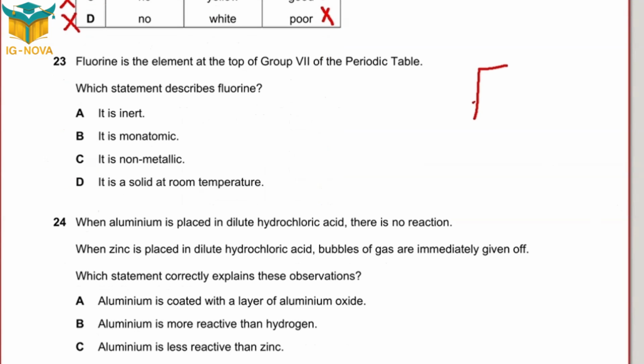Fluorine, F2, is the most reactive non-metal in the periodic table, the most reactive non-metal in group 17 or group 7, the halogens, and can displace all others. Found at the top of group 7. Which statement describes fluorine? It is inert, wrong. Monoatomic, wrong. Diatomic, solid never, gas, so option C.